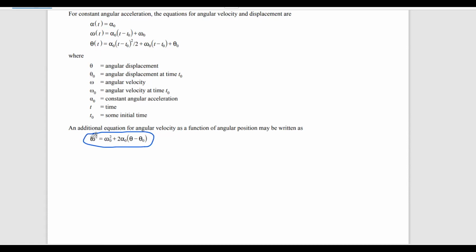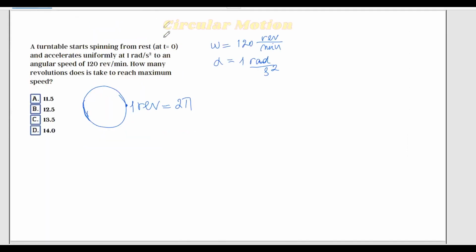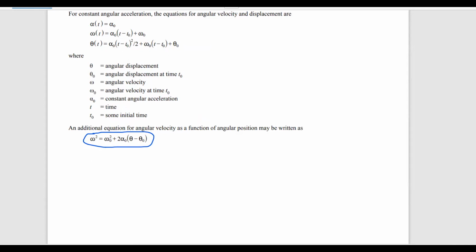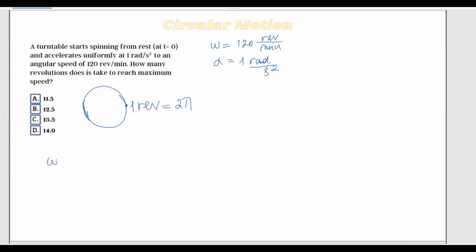So this formula involves angular speed, angular acceleration, and then the angle theta we have to calculate. Let's go ahead and write this formula down. Omega squared equals omega 0 squared plus 2 alpha, and we don't have theta 0, so I'll just write theta. And from this equation, we have to calculate theta, meaning how many revolutions, how many full circles does it take to reach maximum speed.